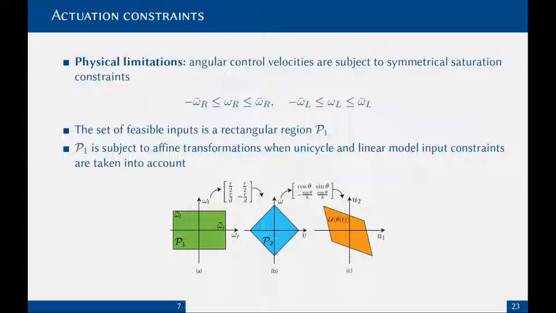Angular wheel velocities are subject to symmetrical saturation constraints. These constraints define an axis-aligned rectangular region to which the control inputs must belong. This region is subject to affine transformations when unicycle and linear system inputs are considered. Specifically, the static transformation from differential drive to unicycle inputs will produce the blue region. Furthermore, the second transformation, introduced with feedback linearization, will generate the orange rhombus-like region that for each time instant depends on the state variable theta.